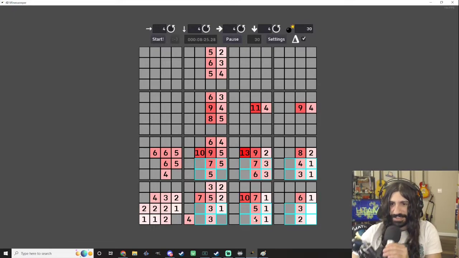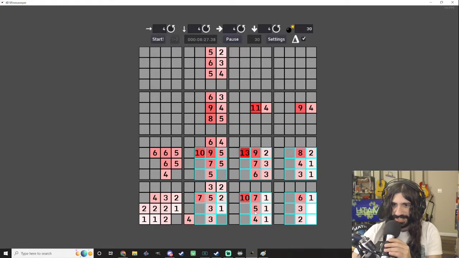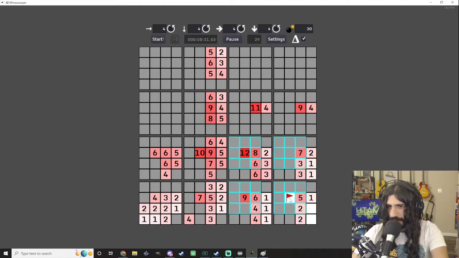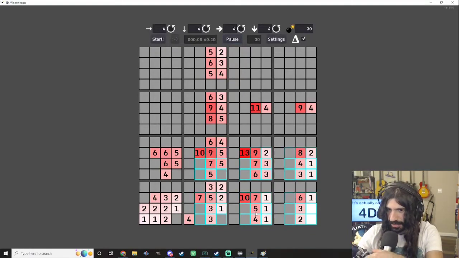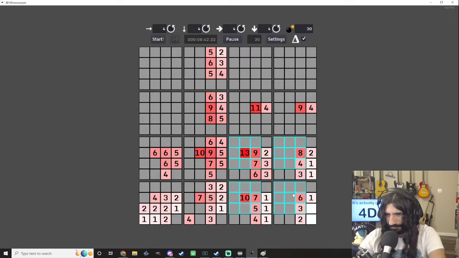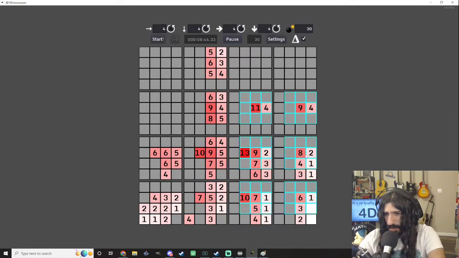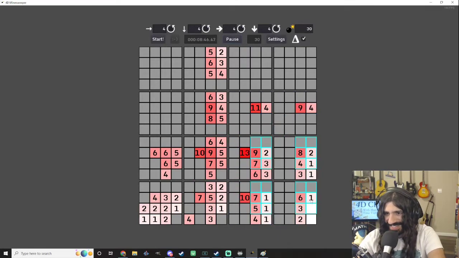So, this 5 is adjacent to... No, we haven't! I miscalculated, chat. Okay, there's a bomb here or here. I'm not sure which, because those are the only 2 squares that this 5 is adjacent to that the 4 isn't. Either this or this is a bomb for sure.